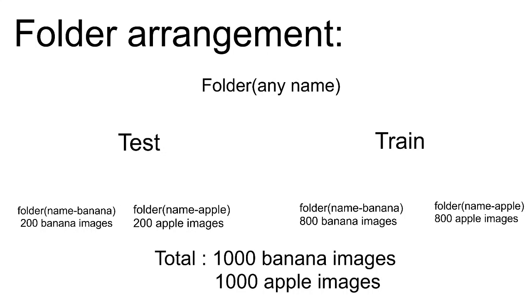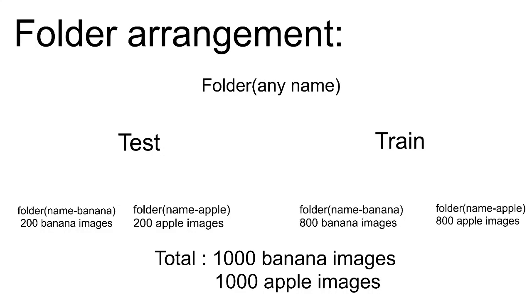In the test set, we have 200 images for banana and 200 images for apple. In the train set, we have 800 banana images and 800 apple images. In total, we have 1000 banana and 1000 apple images. But how do you get this many images? I got a web scraping project from the internet, which is very helpful to get images from Google. I have provided the link in the description below.